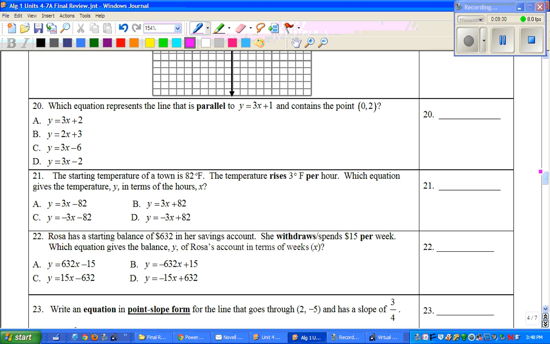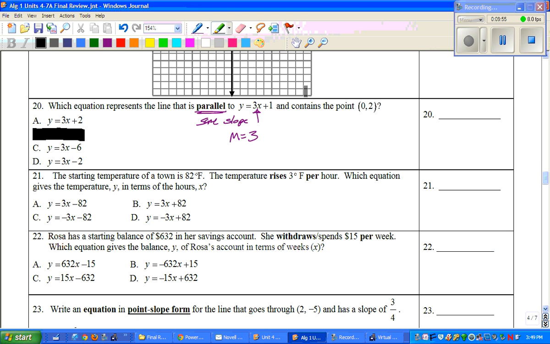Number 20: which equation represents a line that is parallel to y equals 3x plus 1 and contains the point (0, 2)? So, some keywords. Parallel. Same slope. The m has to be 3. Good.